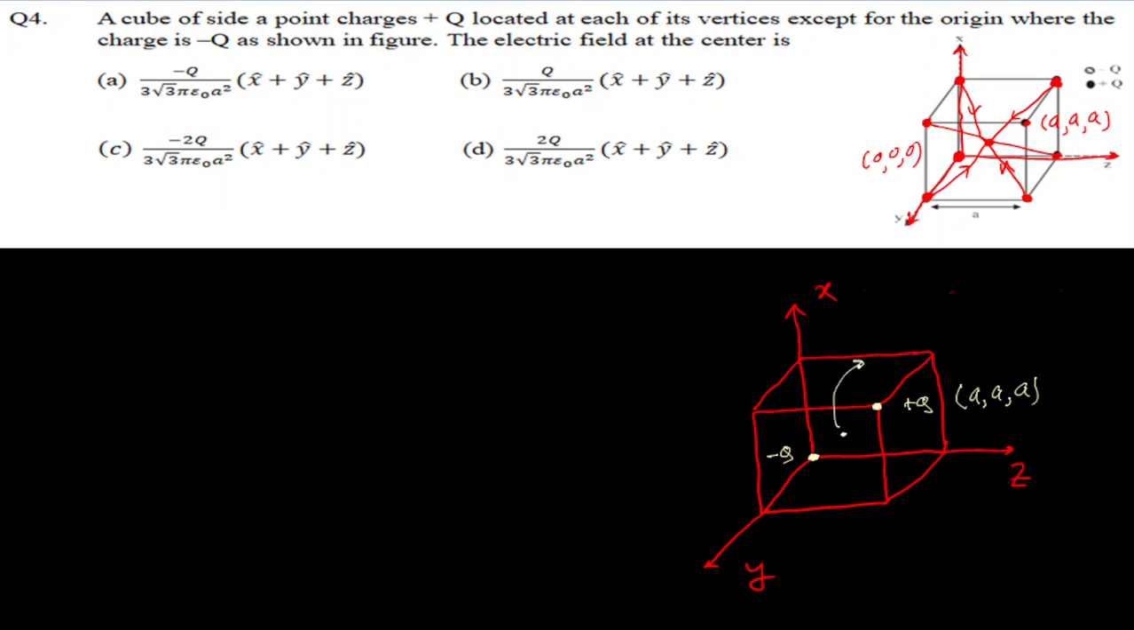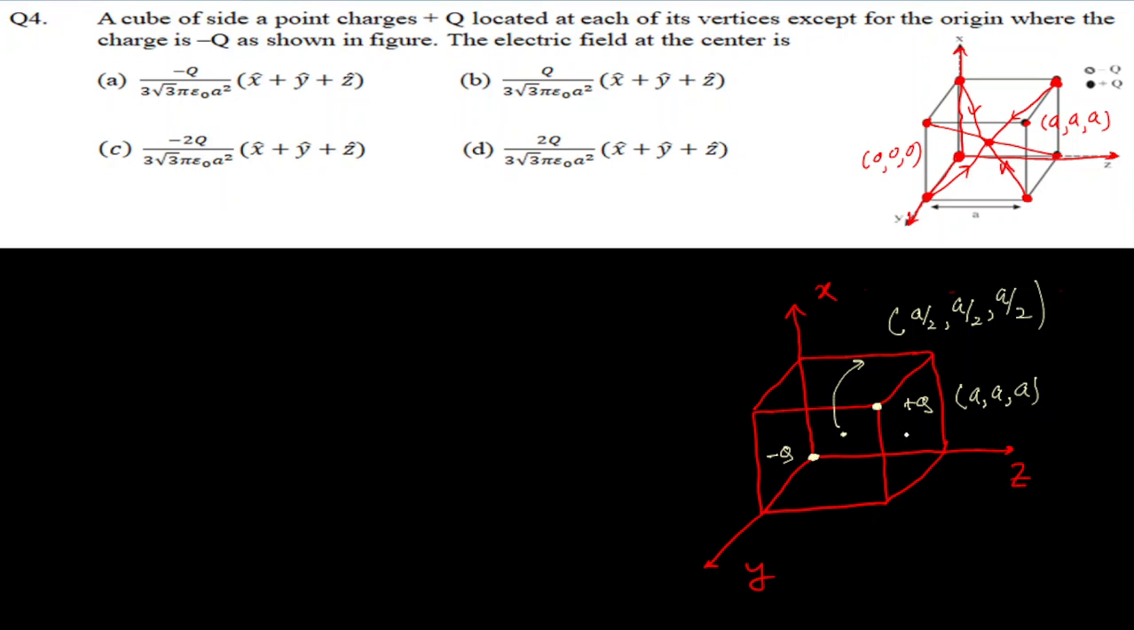And in this case, what will be the coordinate of the center of this cube? It will be a by 2, a by 2, and a by 2. So a by 2, a by 2, a by 2. So this will be the point where we have to calculate the electric field.